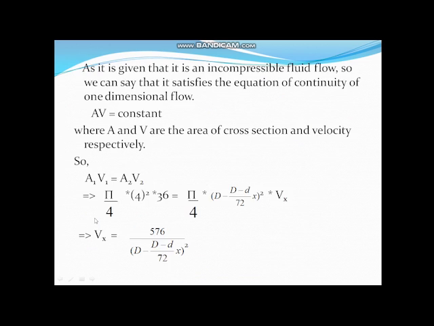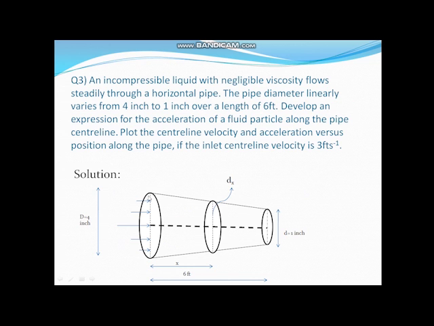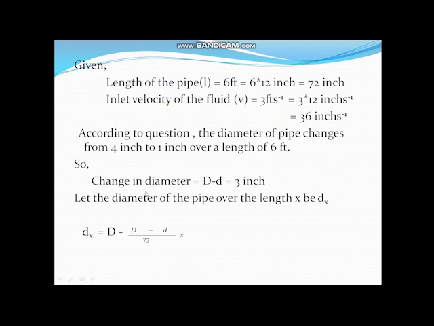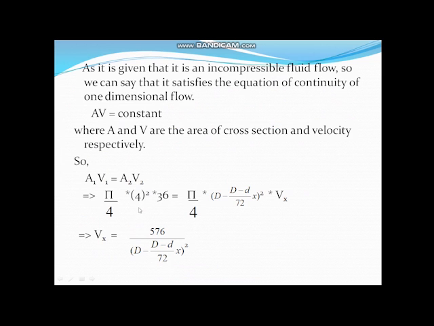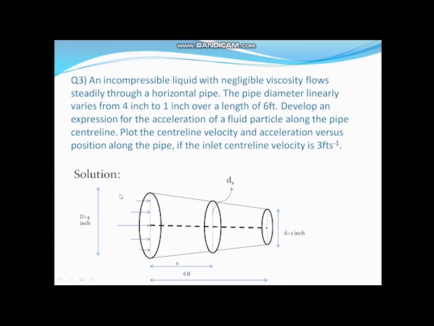Since it is given that it is an incompressible fluid flow, we can say that it satisfies the equation of continuity of one-dimensional flow, that is AV is equal to constant, where A and V are the area of cross section and velocity respectively. So we can write A1 V1 is equal to A2 V2 for these two cross sections, this particular cross section and this one. So for this, what will be A1 V1? The area is pi by 4 into D square, where D is 4.